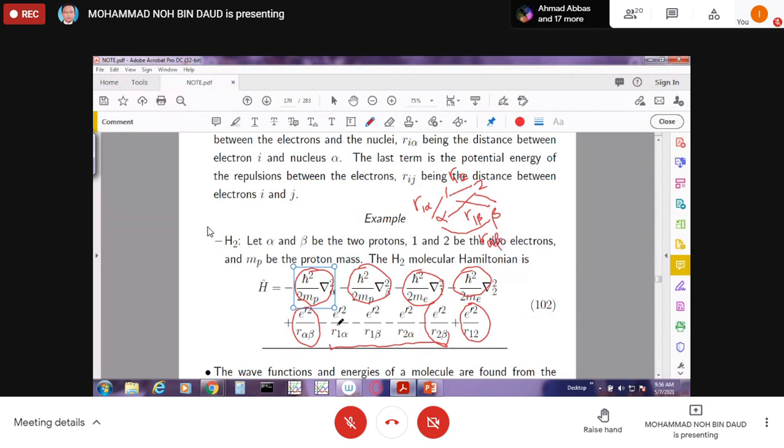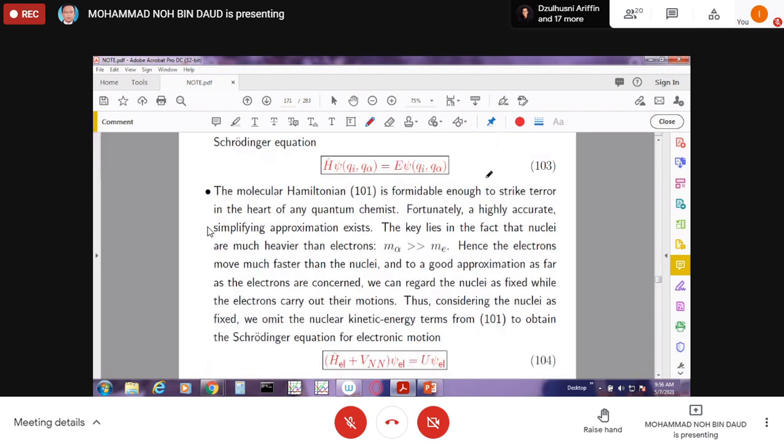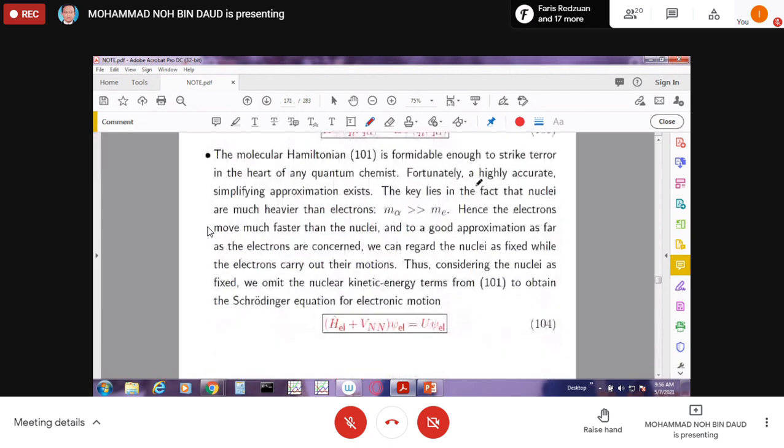From here you can construct the molecular Hamiltonian operator. If you have more electrons, you can use this similarly. In constructing this Hamiltonian operator, you can draw a diagram like this. And now this is the molecular Schrödinger equation.